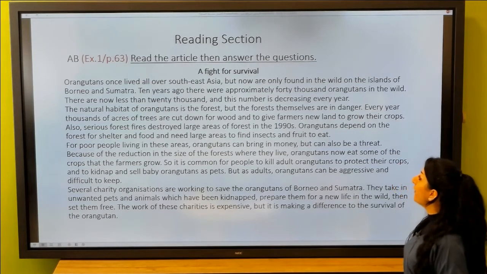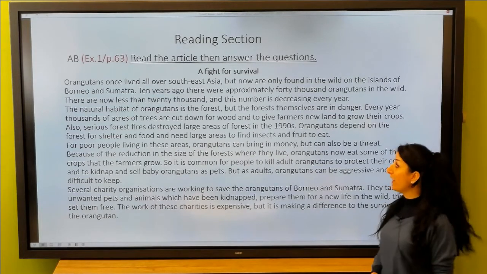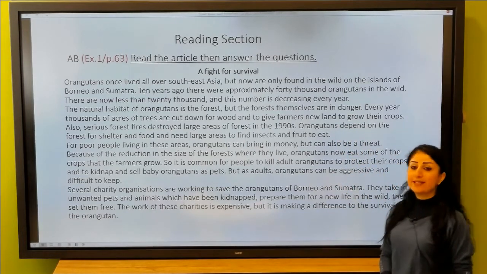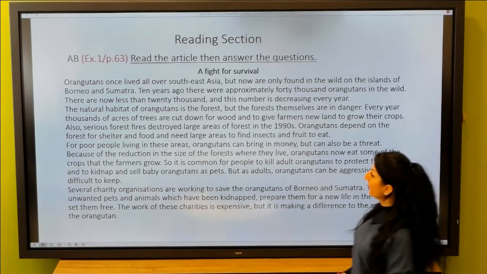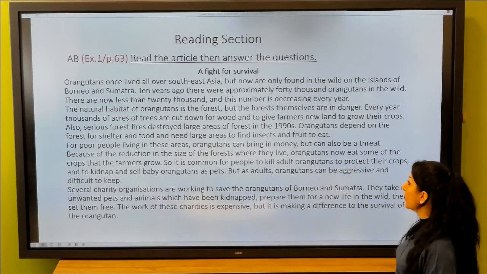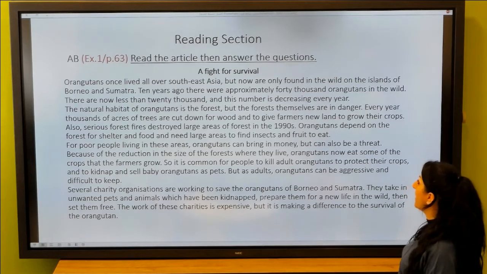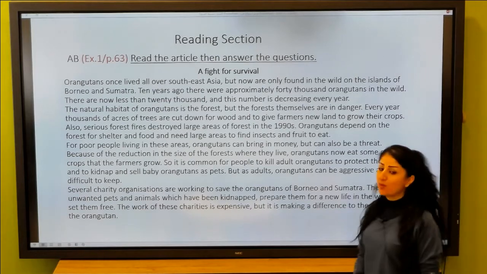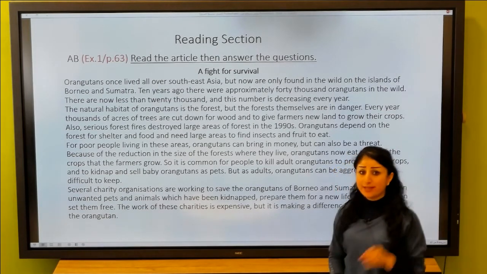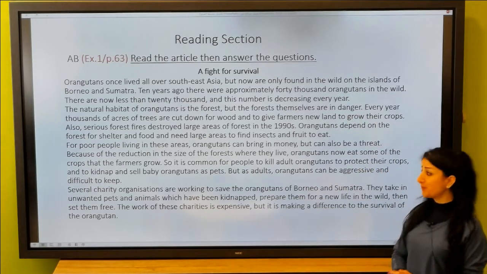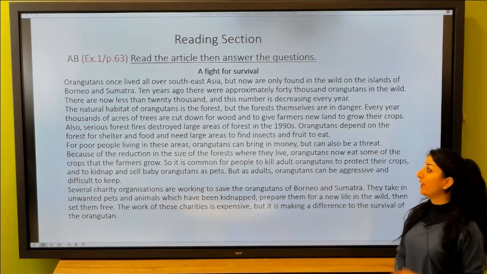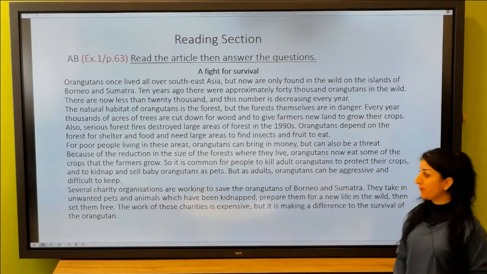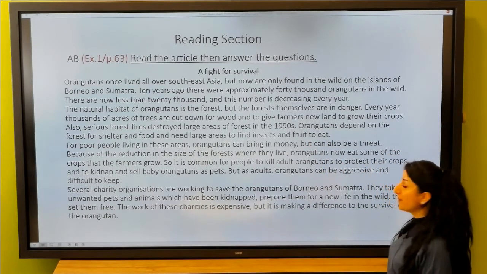The title, Fight for Survival. A fight for survival. What's the meaning of fight? It's resist, okay? Survival, staying alive. Orangutans once lived all over Southeast Asia, but now are only found in the wild on the islands of Borneo and Sumatra. What's the meaning of orangutans? It's a type of ape or chimpanzee, okay? And this animal lives only on the islands of Sumatra and Borneo. We will complete. Please pay attention to me.